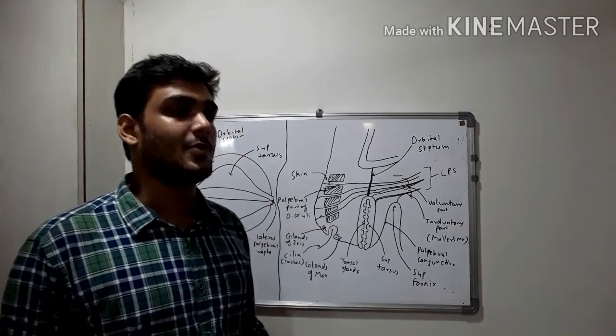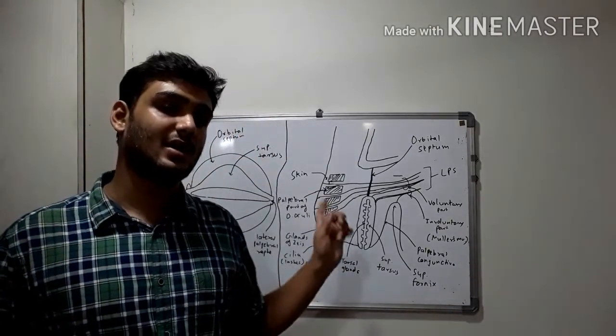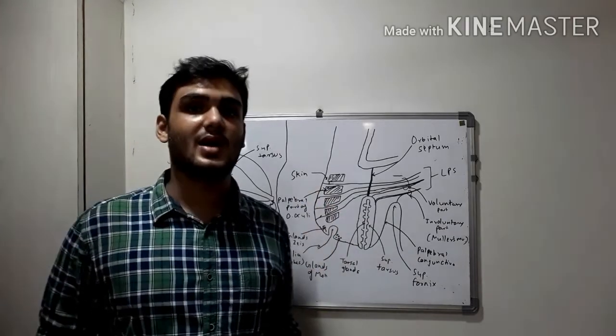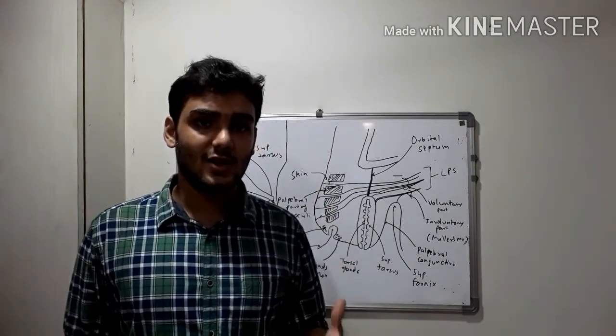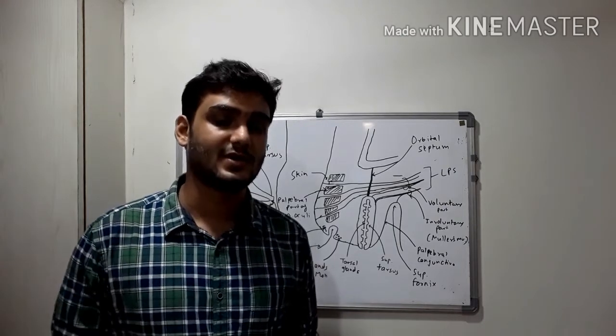And behind that, so orbicularis oculi has three parts, right? Orbital part, palpebral part and lacrimal part. So this one is the palpebral part. And behind the muscle, we have loose areolar tissue, which is the continuation of the loose areolar tissue of scalp, which is the fourth layer of scalp.